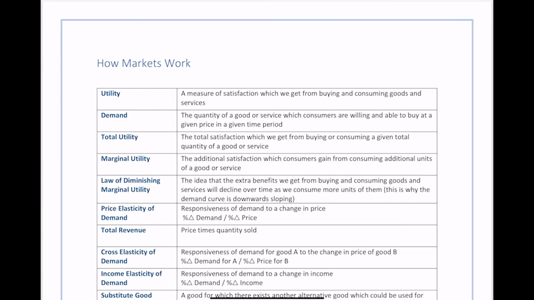In terms of this chapter, how markets work, there are a lot of diagrams which you'll need to know, which you should go through in your textbook. And I actually have another video on that, which I might link below. I've also put this definition sheet below, so you can have a look at all of the different things you need to know, and you can use that for your revision. So hopefully that helps. But that's basically everything for how markets work.